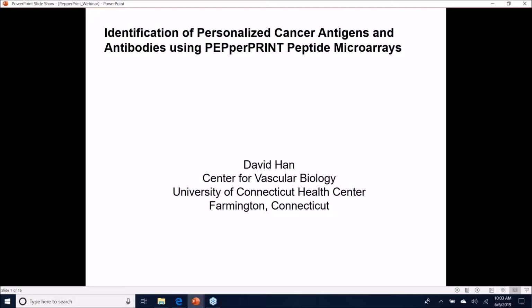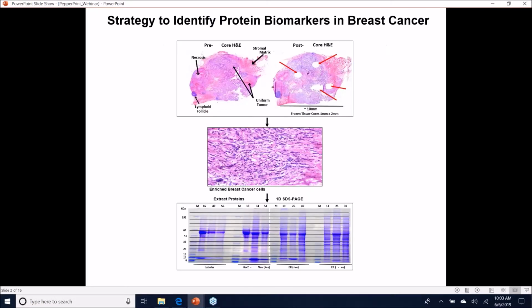So what I'd like to do today is first talk about a tiny bit of historical aspect of how we started using PEPperPRINT microarrays and why we think it is very useful. So first, I'd like to start by talking about what we started doing about probably 10 years ago, what we call direct tissue proteomics. Essentially, at that time, there was a debate of how best to find cancer biomarkers.